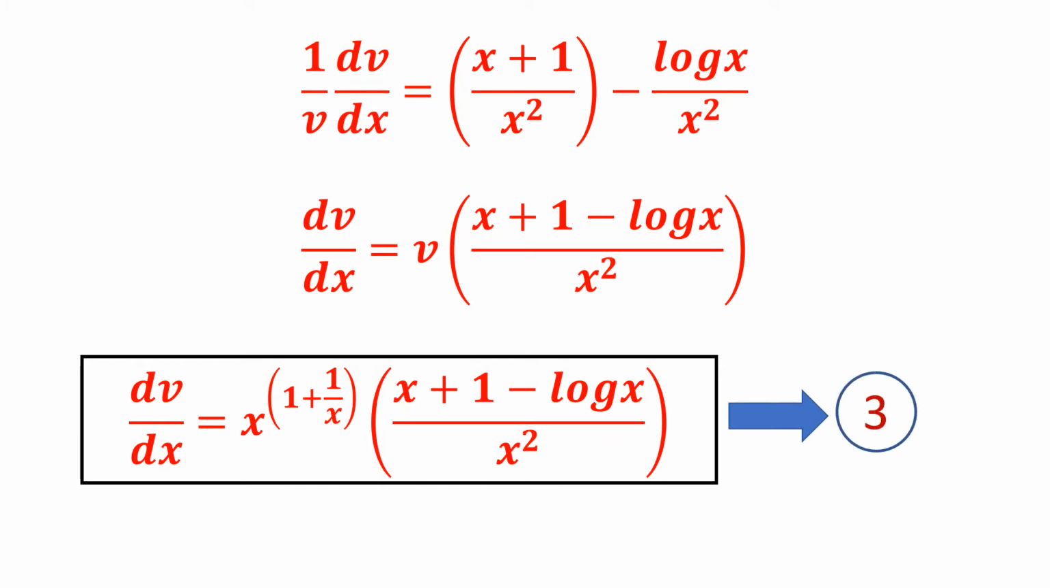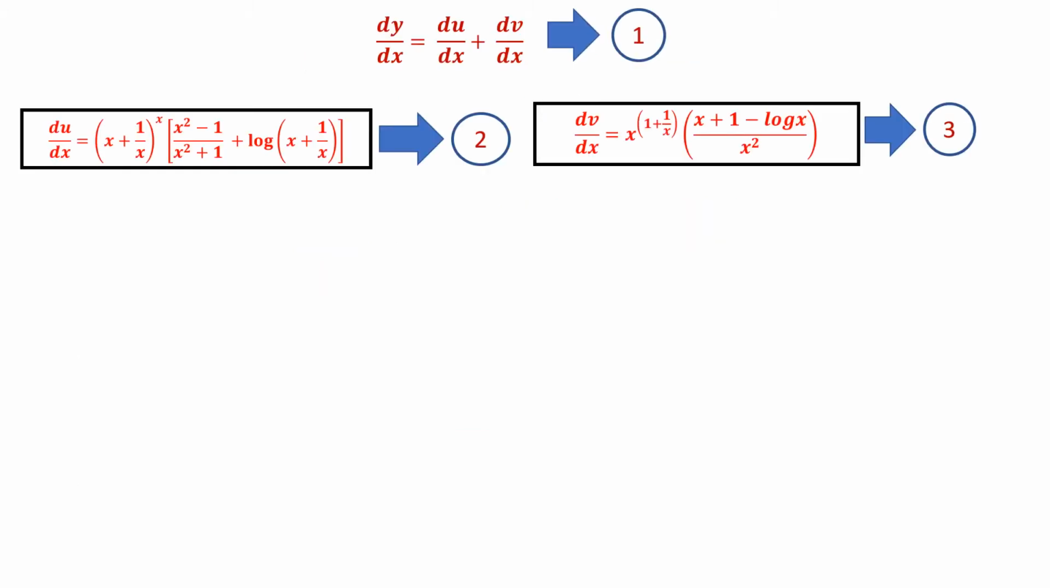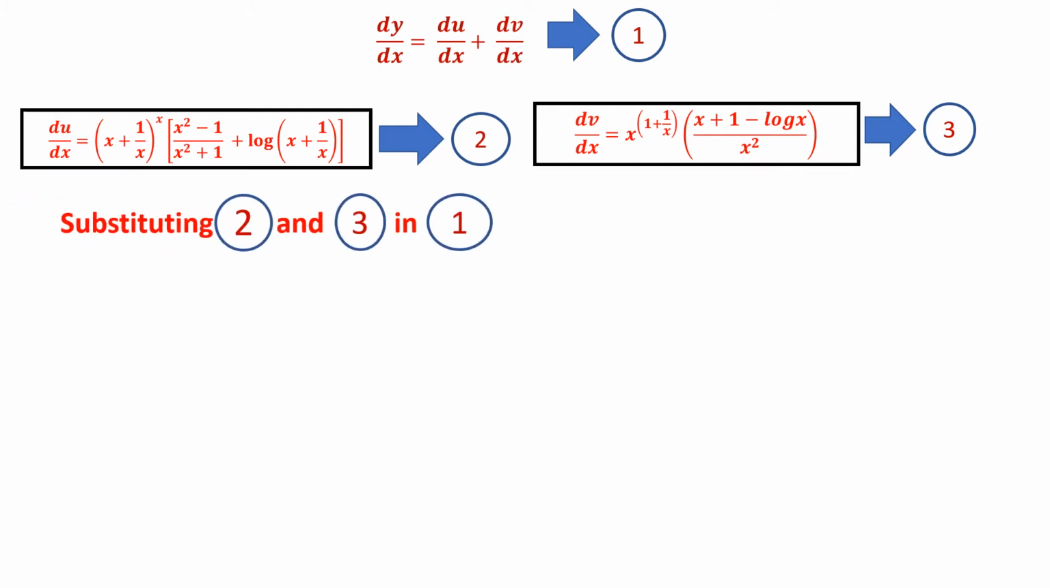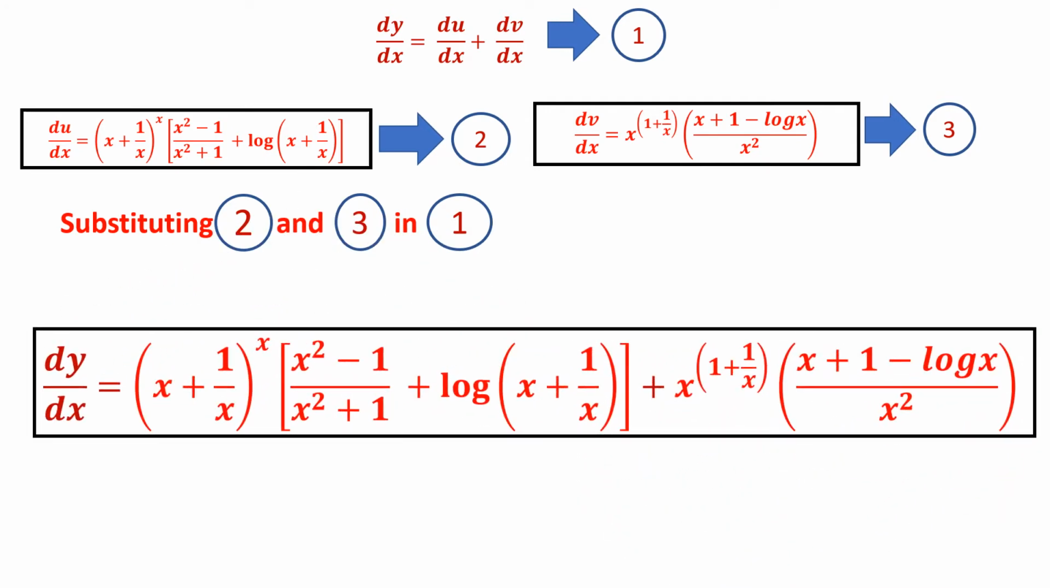Now we have found the derivative of v and derivative of u. We have to put it in the equation to get the value of dy by dx. These are the equations we got. Dy by dx equation number 1. Du by dx equation number 2, dv by dx equation number 3. We have to substitute these 2 and 3 in 1, where we get this x plus 1 by x whole power x multiplied by x square minus 1 upon x square plus 1 plus log of x plus 1 by x plus x power 1 plus 1 by x multiplied by x plus 1 minus log x by x square.